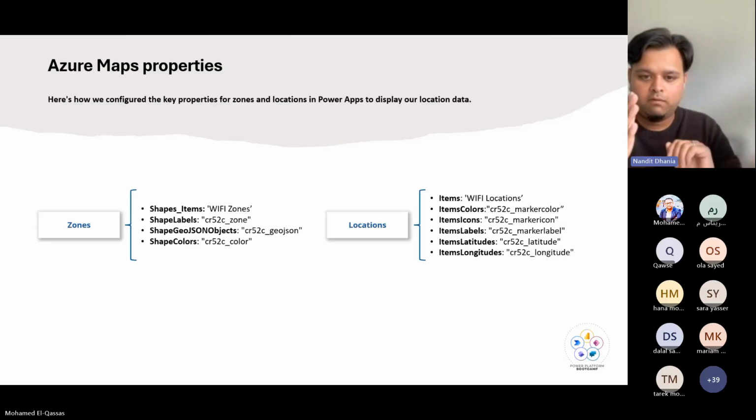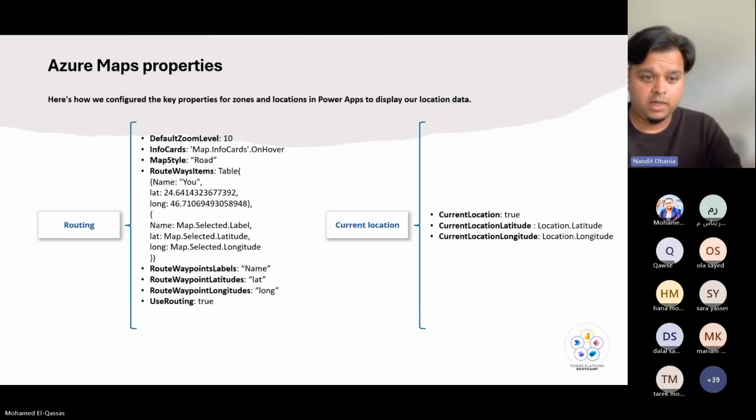As simple as that. For the locations, similar to the zones one, items, get it from the Wi-Fi locations table, color, getting from this column, icons, get it from the marker icon, items, latitudes, get it from the latitude, and so on. But one thing to keep in mind here is it requires the schema name of the column, not the name that you specified while you were creating your table. So it's so simple to actually do that.